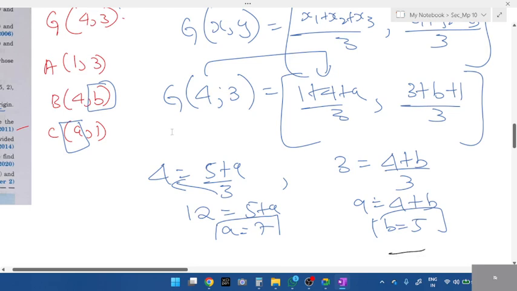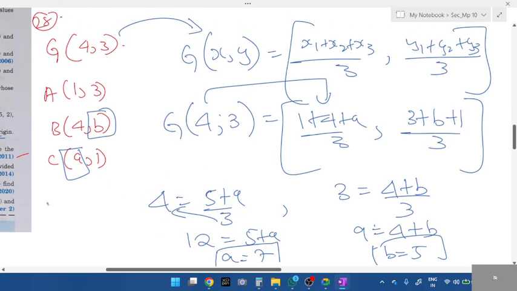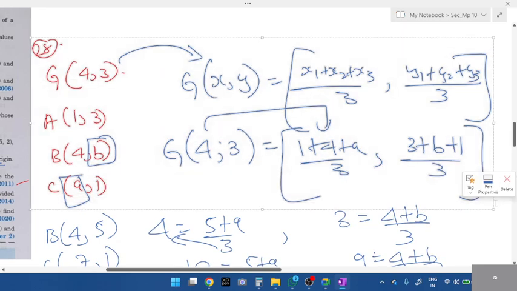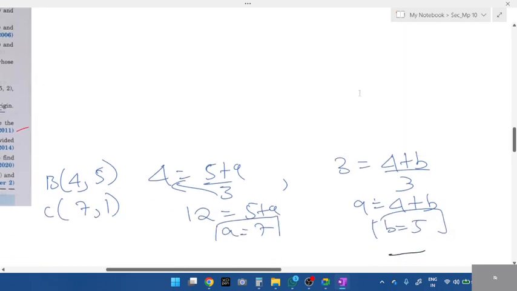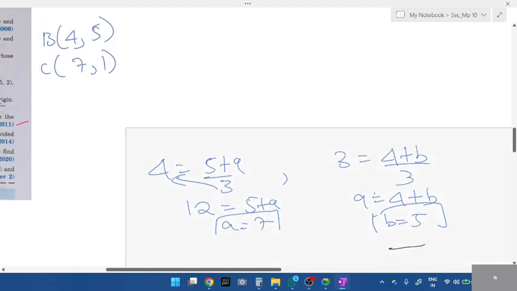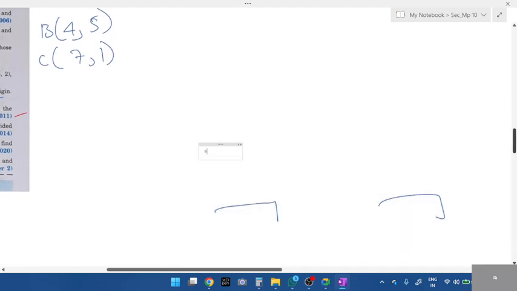Now tell me what is the coordinate of B and C, students. What's the coordinate of B? 4 comma 5. And what is C? 7 comma 1. How do you find the length? Length meaning section midpoint or distance? What do you mean by length? Distance. What is the distance formula? Distance of which one, Naomi? BC or CB?